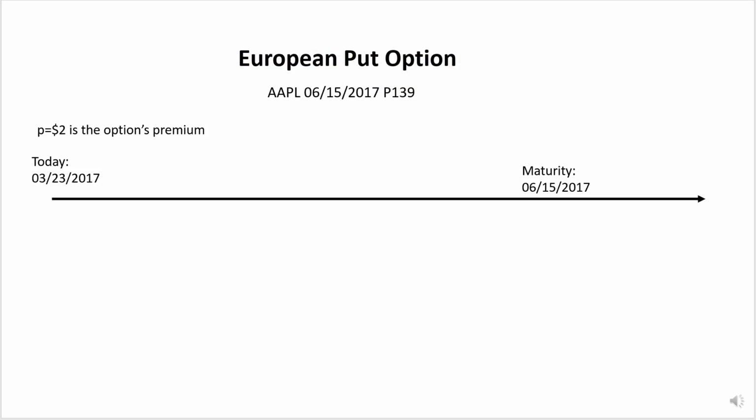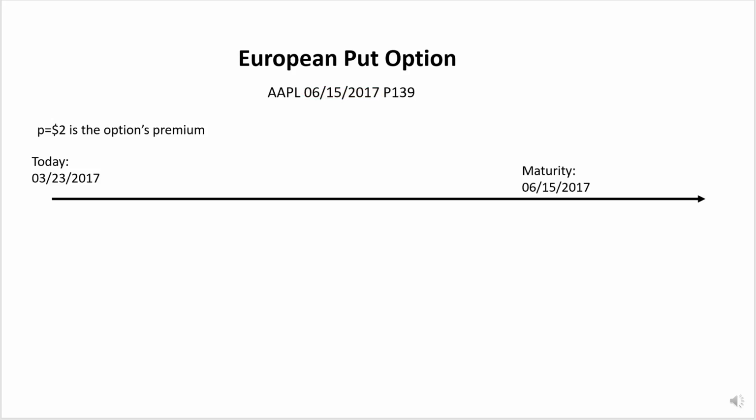So we're studying now an interesting option here. The underlying asset for this option is Apple stock. How do I know that? Because it starts with the ticker for Apple, which is AAPL. The maturity of the option is June 15, 2017. It is a put option because of the letter P here, and the strike is $139.